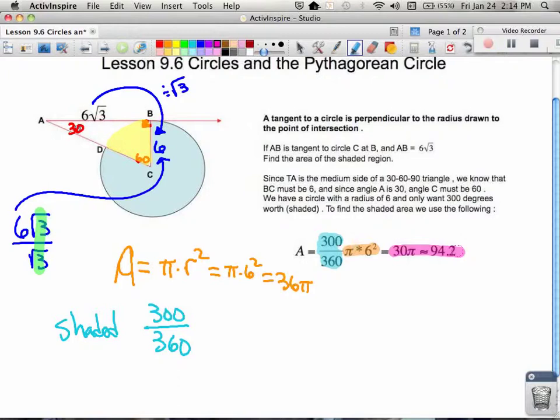This is something we learned about earlier. The only caveat we have here is that we used special right triangles in order to help us figure this out. Again, that was when we went from the medium side of a 30, 60, 90 triangle to the short side of that 30, 60, 90 degree triangle by dividing by the square root of 3. Take a look. We are continuing to use things we've learned in the past to do things we are doing in the future.